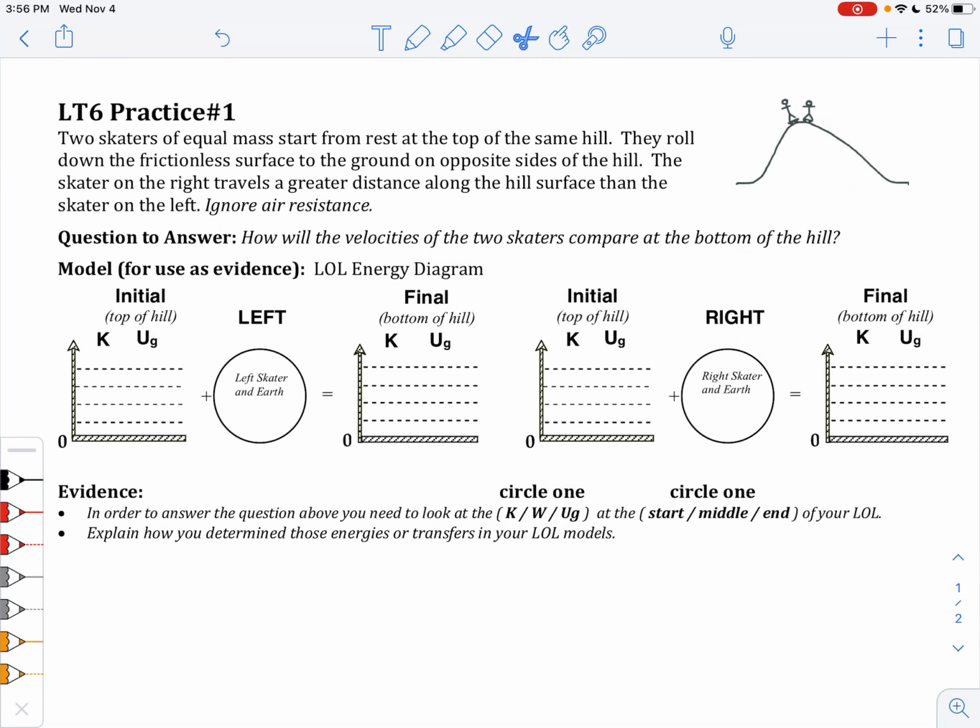All right, here we go. This is an intro to LT6 explanations with energy. So we're going to read through the problem once, and then we'll annotate it, and we'll work through it together.